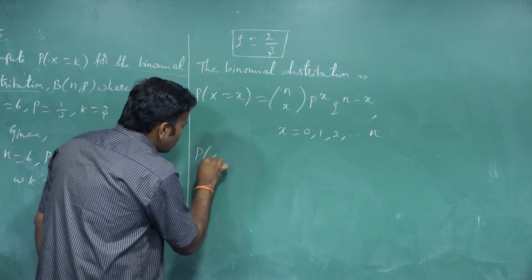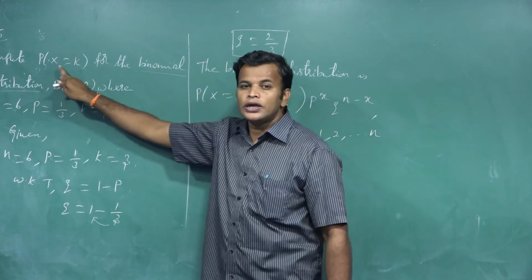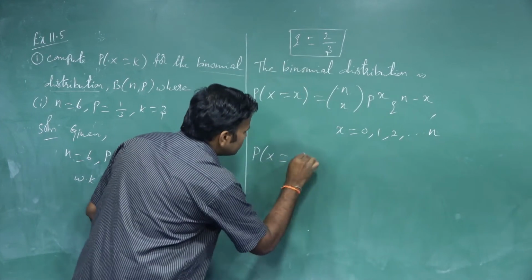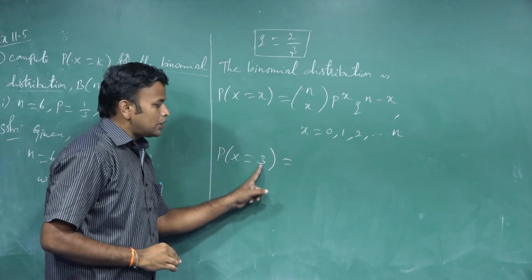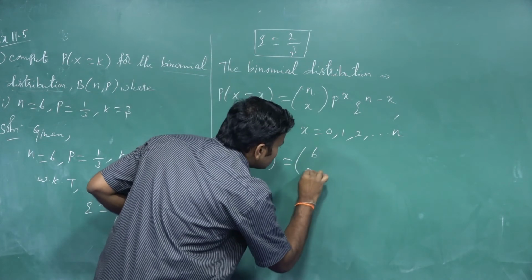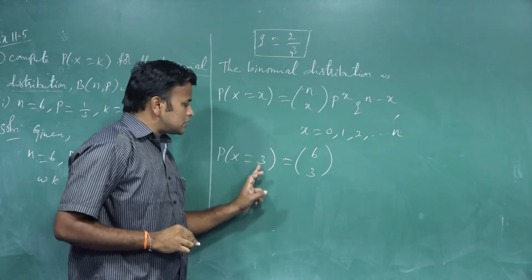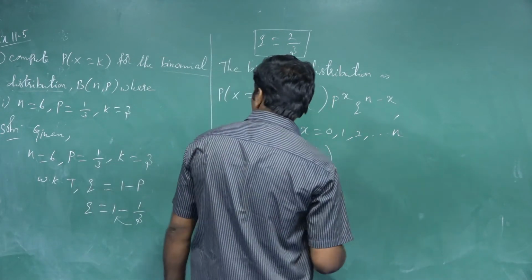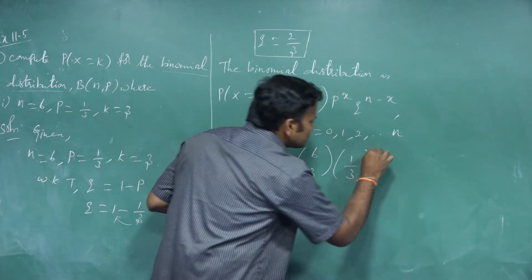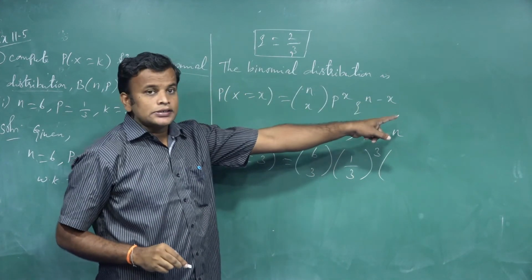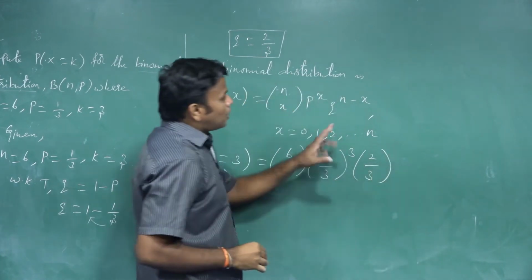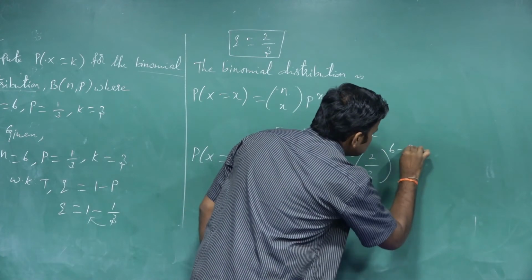To find P of X equal to k, the value of k here is 3. So in place of k, we substitute 3. That means in place of x, we replace the value 3. nCx, the value of n is given, is 6. The value of x is exactly 3. p power x, the value of p is 1 by 3, power x, which is 3. And q power n minus x, the value of q is 2 by 3, power n minus x, the value of n is 6 minus 3.